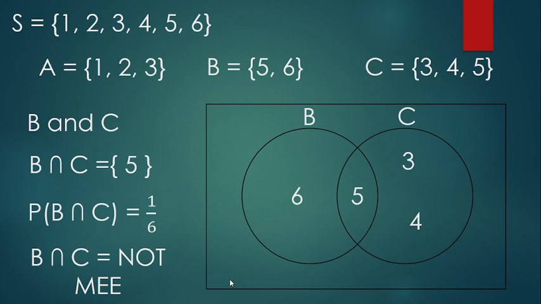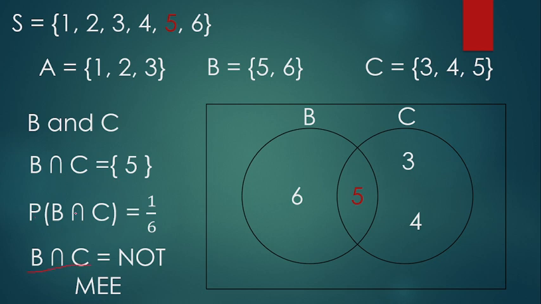The sets B and C. Okay po? So if you're going to tell B and C, what are the elements of B and C? B intersection C. The intersection of set B and C is 5. Okay po? So, if you're going to get the probability of the intersection of the two sets B and C, the probability is 1 over 6. Because we know that you only have one number out of 6 possible outcomes.